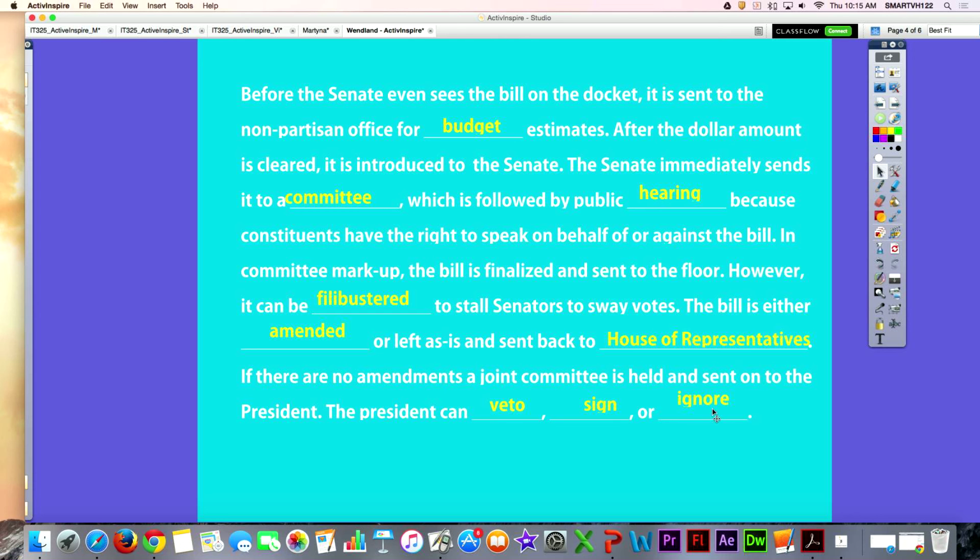What happens after he ignores it? Does it go back to the committee? No. Well, it's good. It becomes a law immediately. After Congress is out of session for 90 days, it's enacted into law.